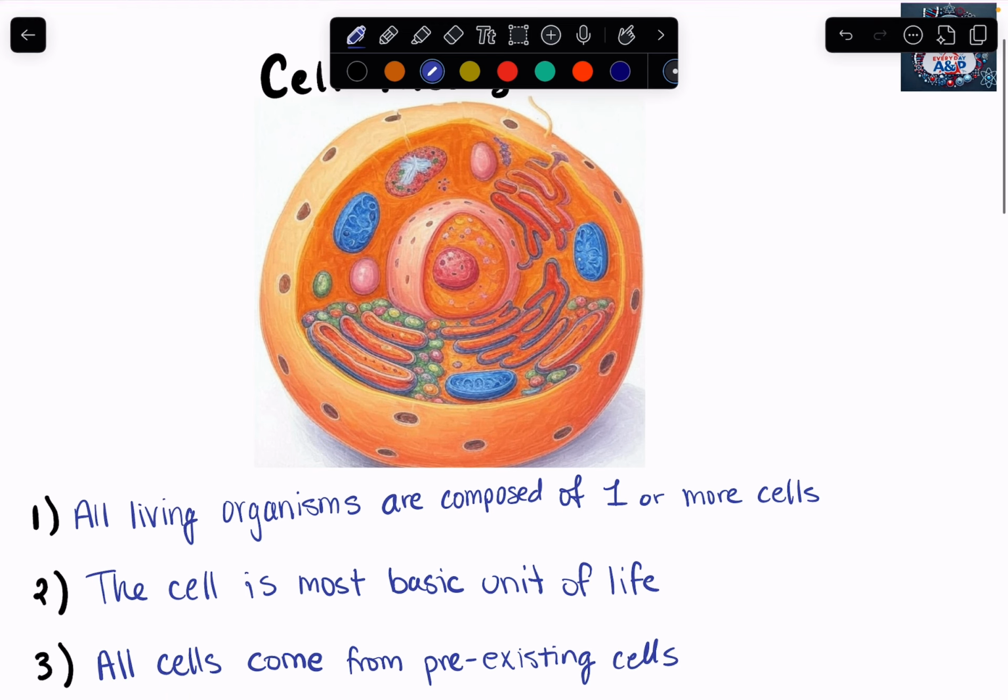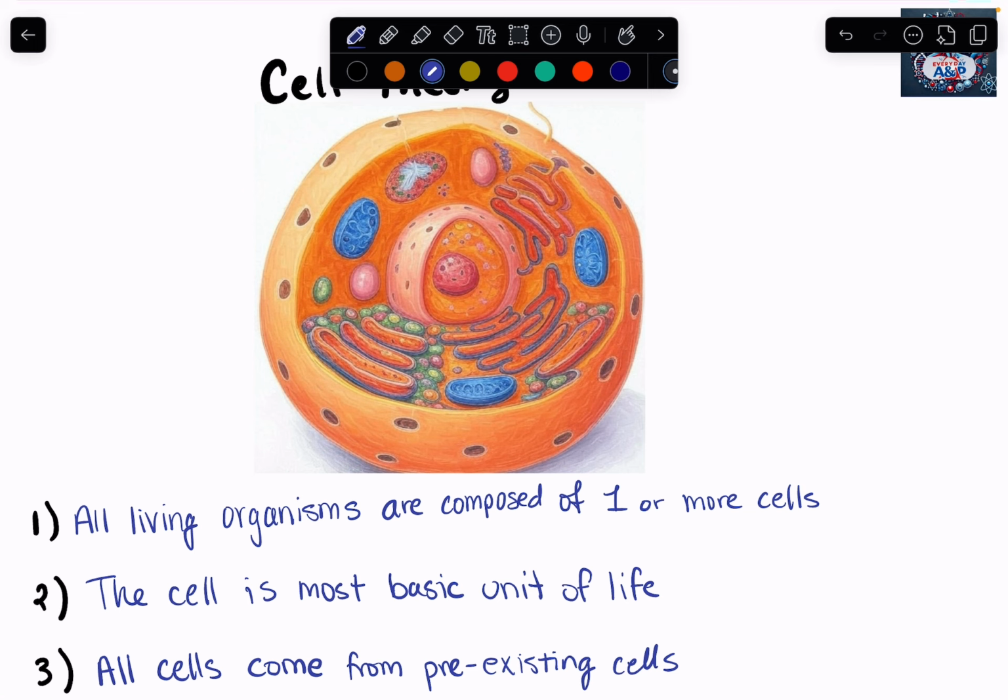And the third one is that all cells come from pre-existing cells. So there was a point in time where people thought that certain species just came out of nowhere, but that was, of course, debunked by research studies done by these amazing scientists, and we were able to see that cells come from pre-existing cells. We're going to cover that when we talk about mitosis and meiosis later on when we talk about the reproductive system.